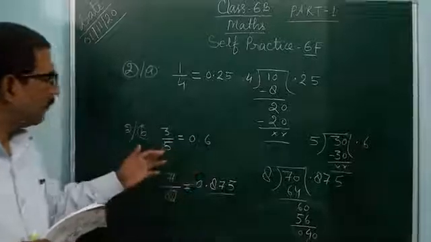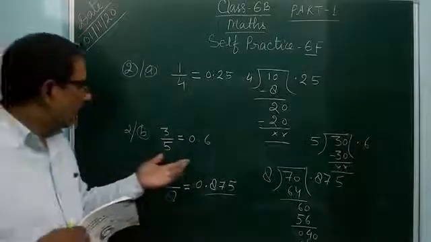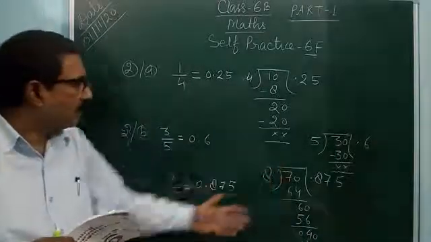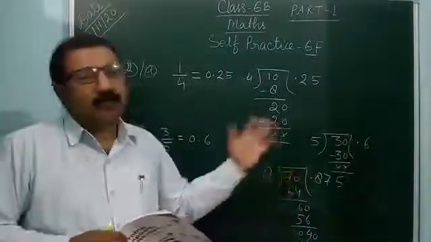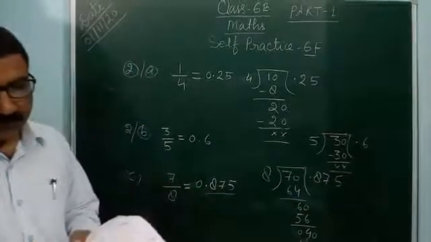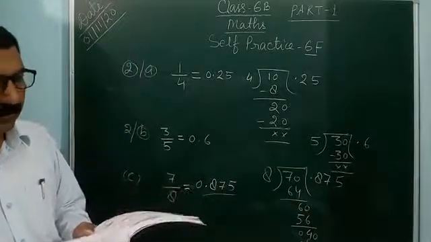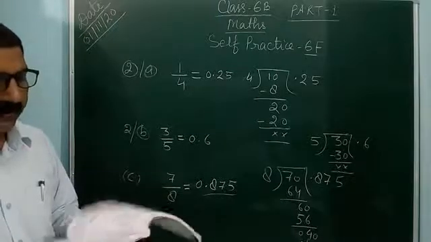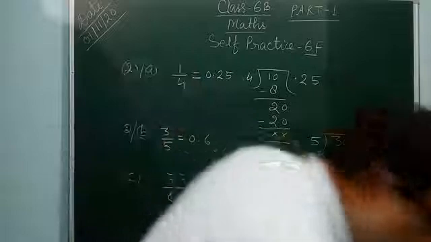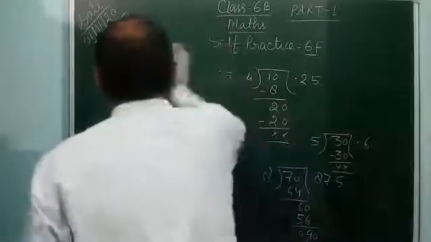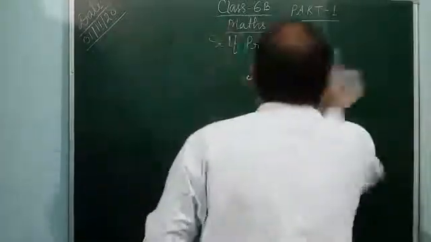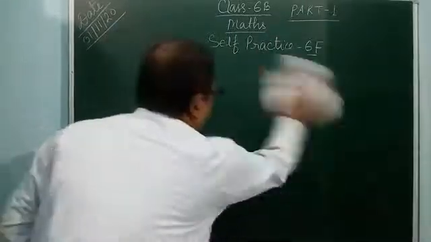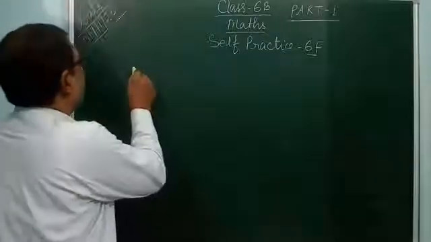But if the denominator is not like that, not a multiple of 10, then you can use the division method, put the decimal and divide this. Like that you can complete D, E, F also. But I want to explain question number F. You can see question number F.